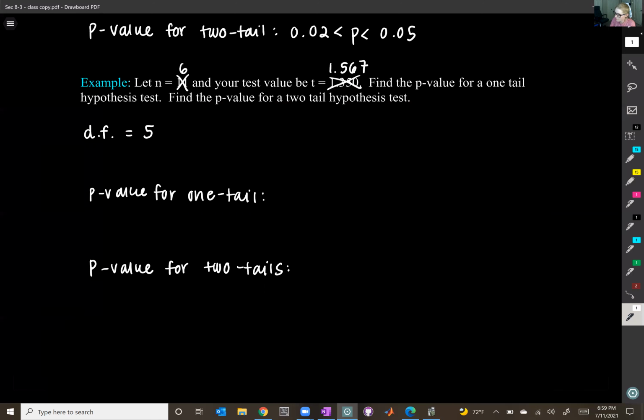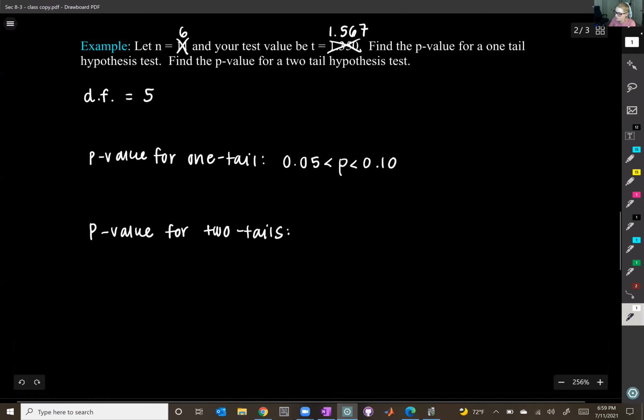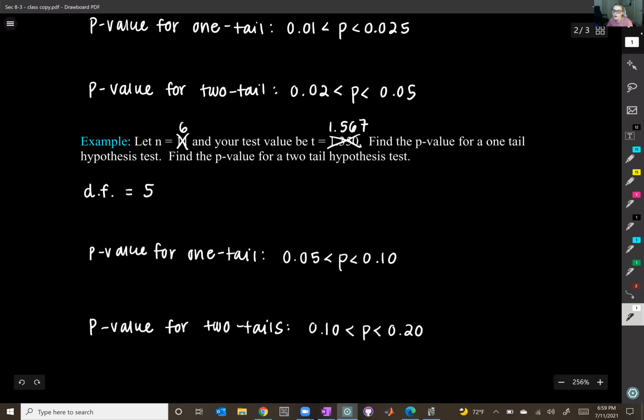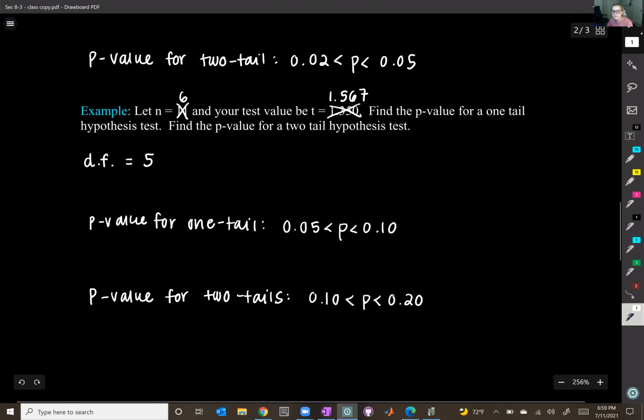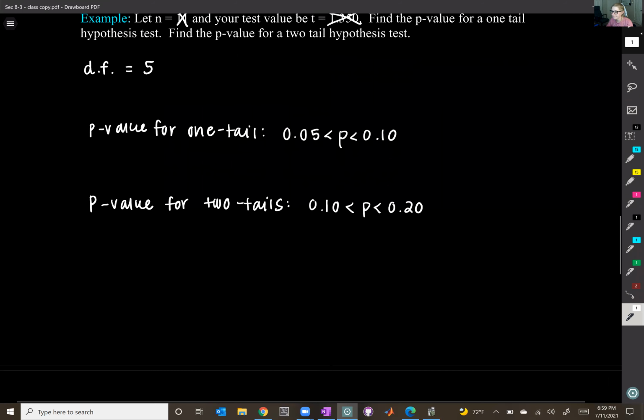Okay, so for one tail, we found it was between 0.05 and 0.10. And then for two tails, we found it was between 0.10 and 0.20. Okay, so that is how you find the p-value for a t-test. It's just a range, so a little different, but pretty similar in the process.